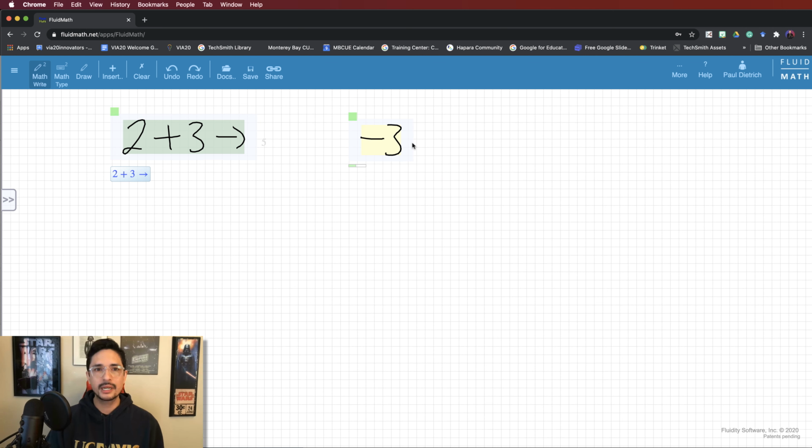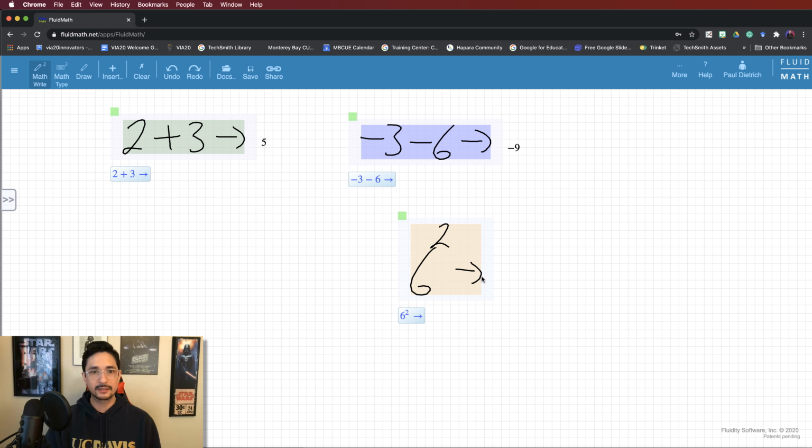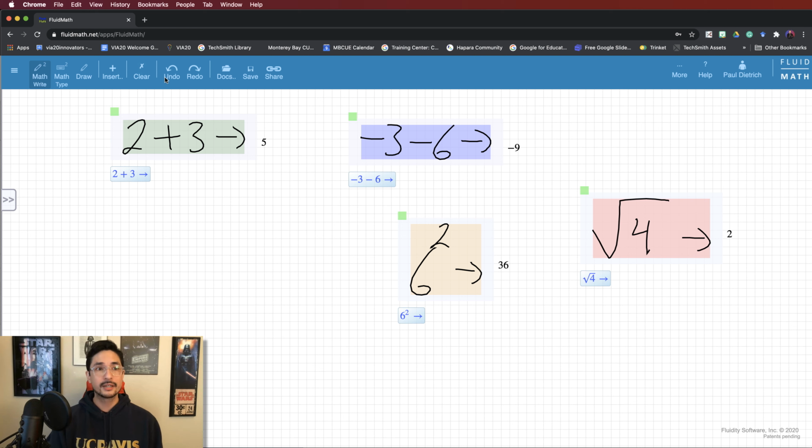So if I have -3 minus, I don't know, 6, and then put the little arrow, it comes up with -9. It's like, what? So how about 6 squared? Let's see if it actually recognizes that. Oh, it does. A little bit sloppy, but 36. How about the square root of 4? There it is. And if you notice too, they are all different colors because they're not equivalent in value. So let me clear the whole thing.